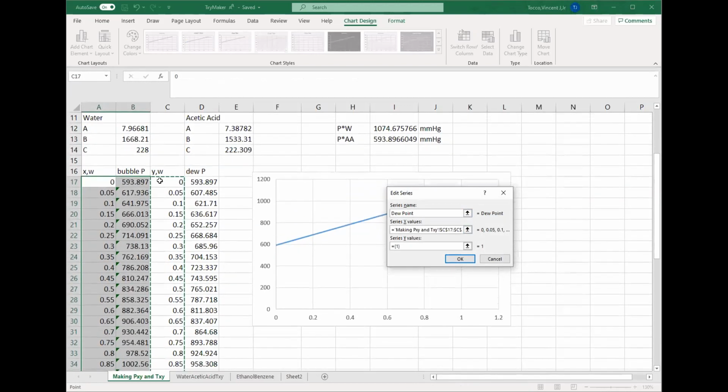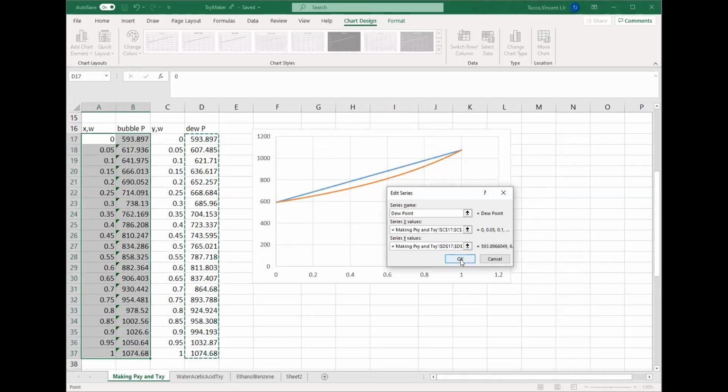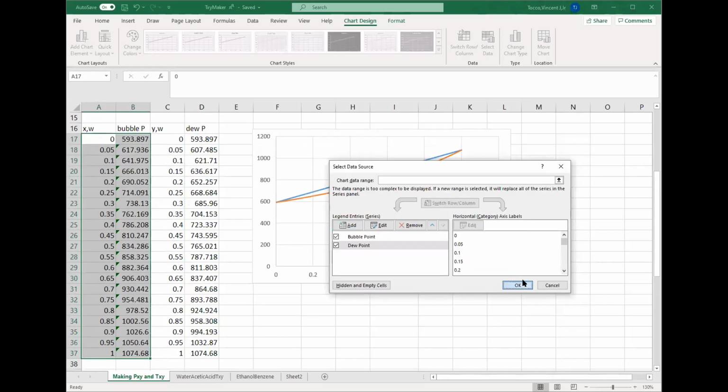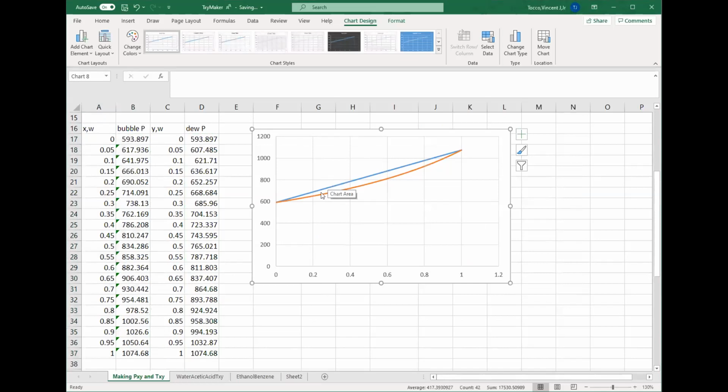My X values are given by my Y's. My X, as in the X-axis values. Remember, the X-axis is the composition, of the vapor phase or the liquid phase. And my Y-axis values are my dew point pressure. Okay, so that looks good. I have a phase envelope looking curve here.